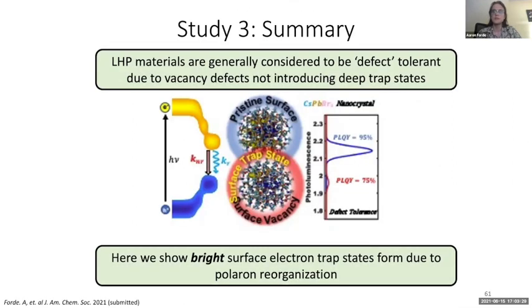And just to reiterate the findings, the polaronic reorganization resulted in shallow electron surface trap states for the models. And then from looking at the radiative and non-radiative dynamics, those trap states showed to be surprisingly bright in nature.